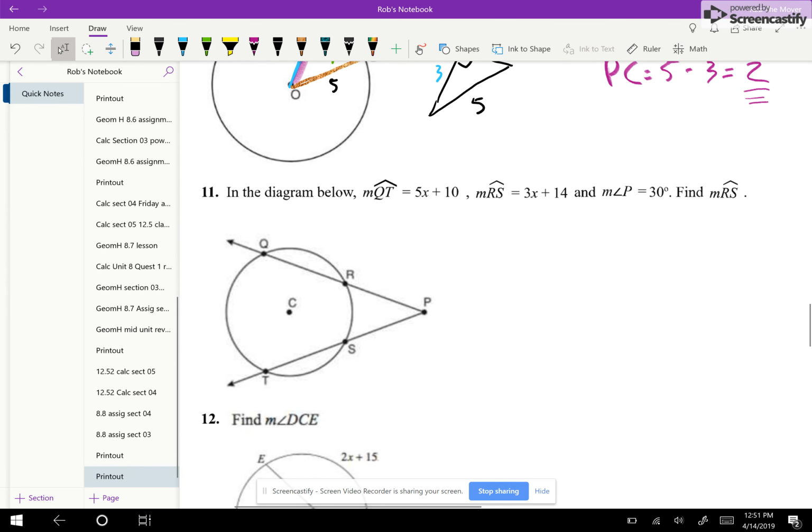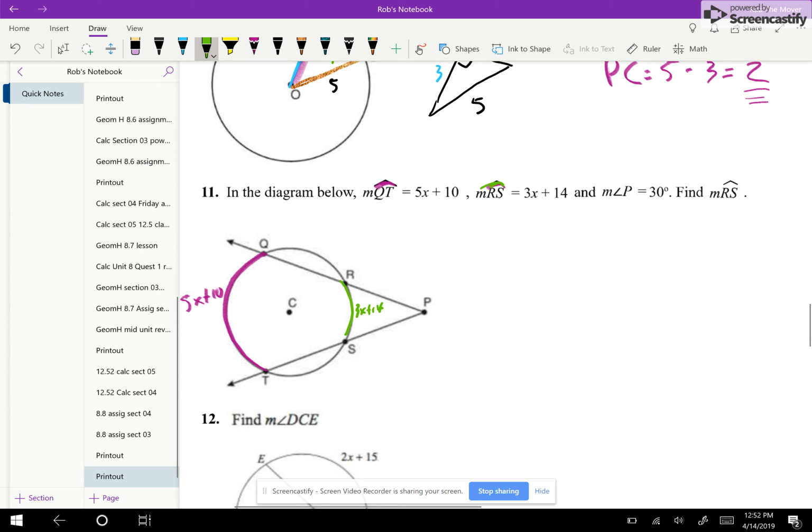Let's go ahead and go down to number 11. I apologize for the fact that our Google Docs doesn't have a nice symbol for the arc, but that should be an arc. Okay. QT, the arc is 5x plus 10. Again, you should hit pause on this video if at any point you are trying this problem and I've given you enough of a hint to start the problem. Okay. Let's do arc RS is 3x plus 14. Again, pause if this is enough information to help you solve the problem.